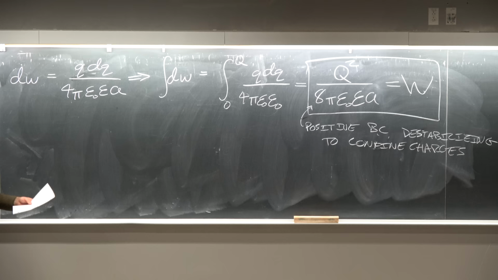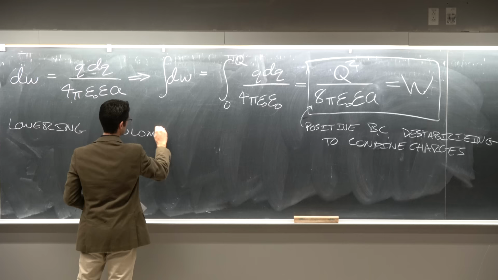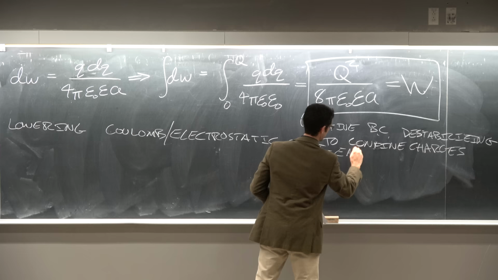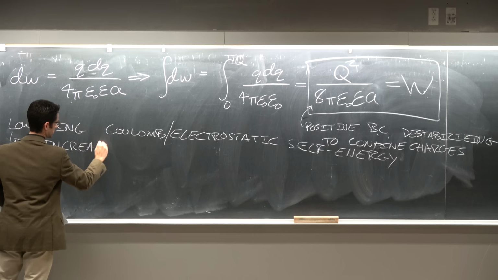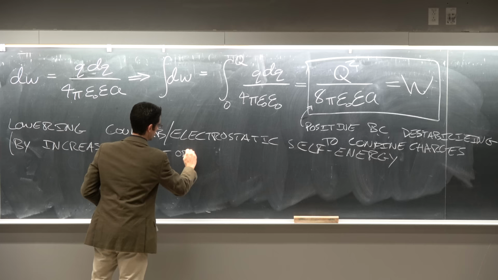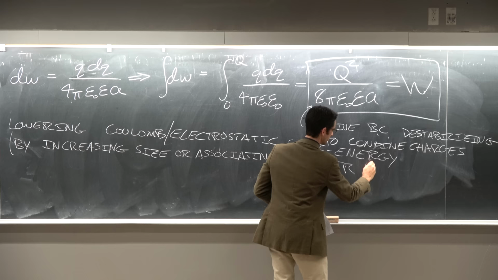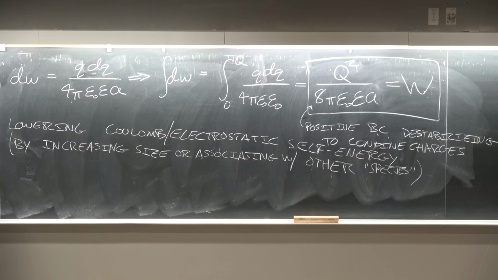So this is lowering this quantity. So lowering the Coulomb electrostatic self-energy by increasing the size or associating with other species. Lowering the Coulomb or electrostatic self-energy by increasing its size or associating with other species, like a sodium and a chloride ion, or like two molecules of water, or two molecules in the phospholipid.